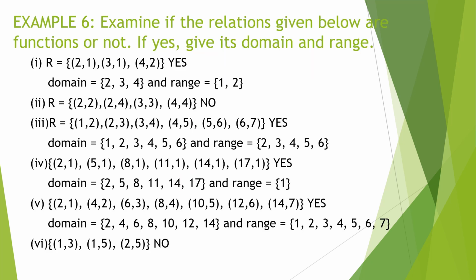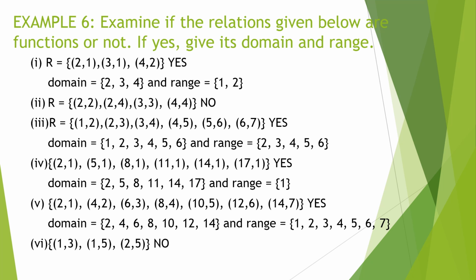Example 6. Examine if the relations given below are functions or not. If yes, give its domain and range. First one, R = {(2, 1), (3, 1), (4, 2)}. It is a function because no two distinct ordered pairs have the same first element. All the first elements are different. Domain is 2, 3, 4, the first elements, and range is the images, 1 and 2.